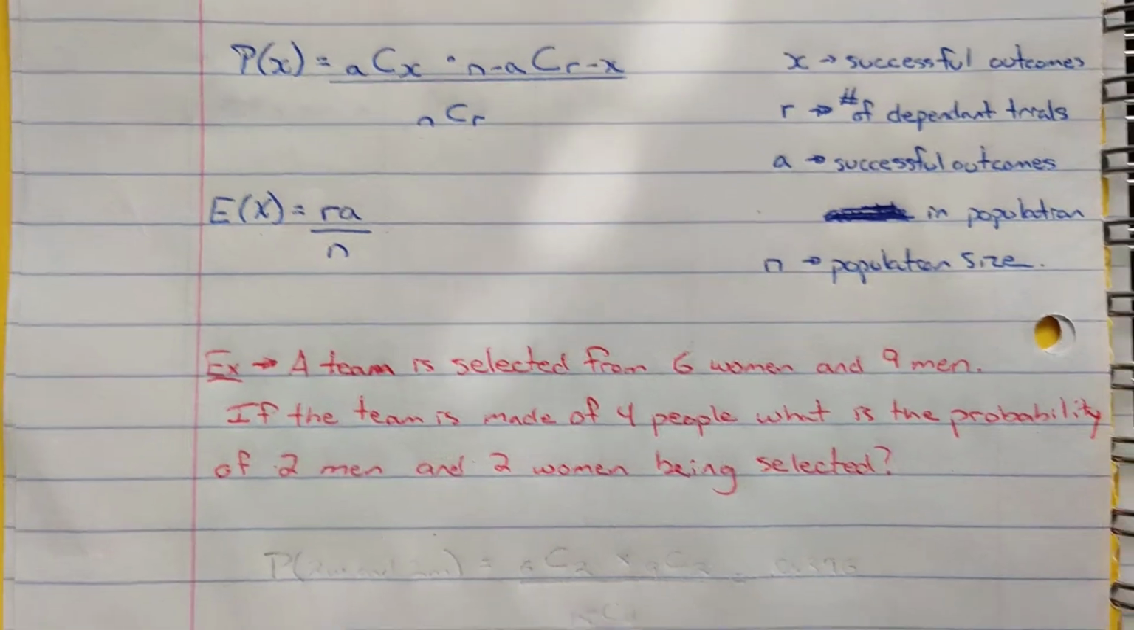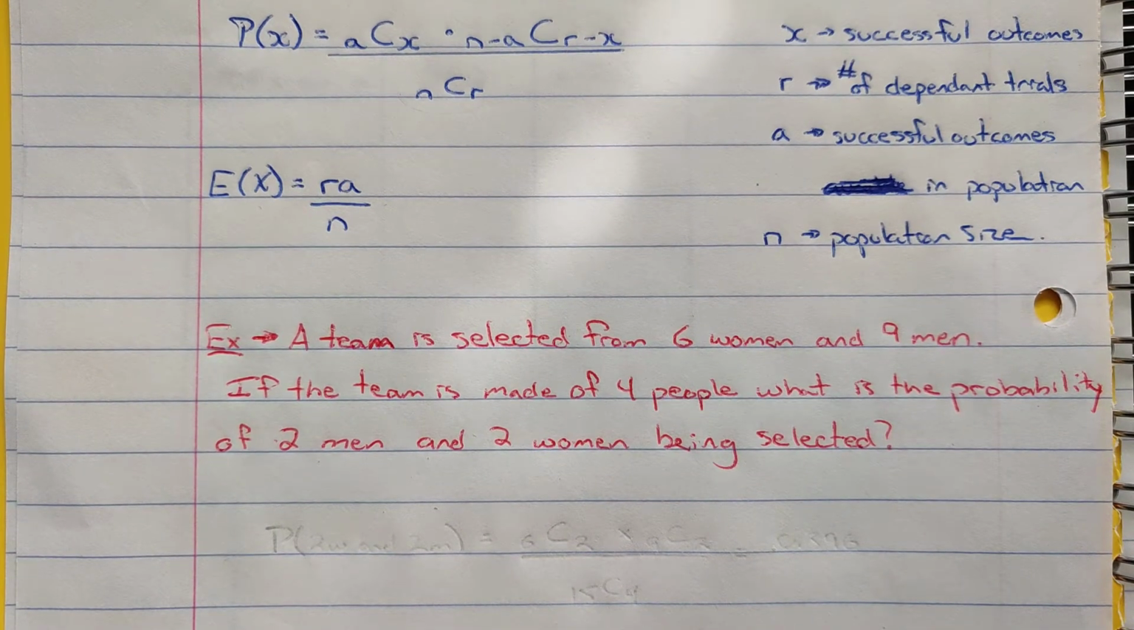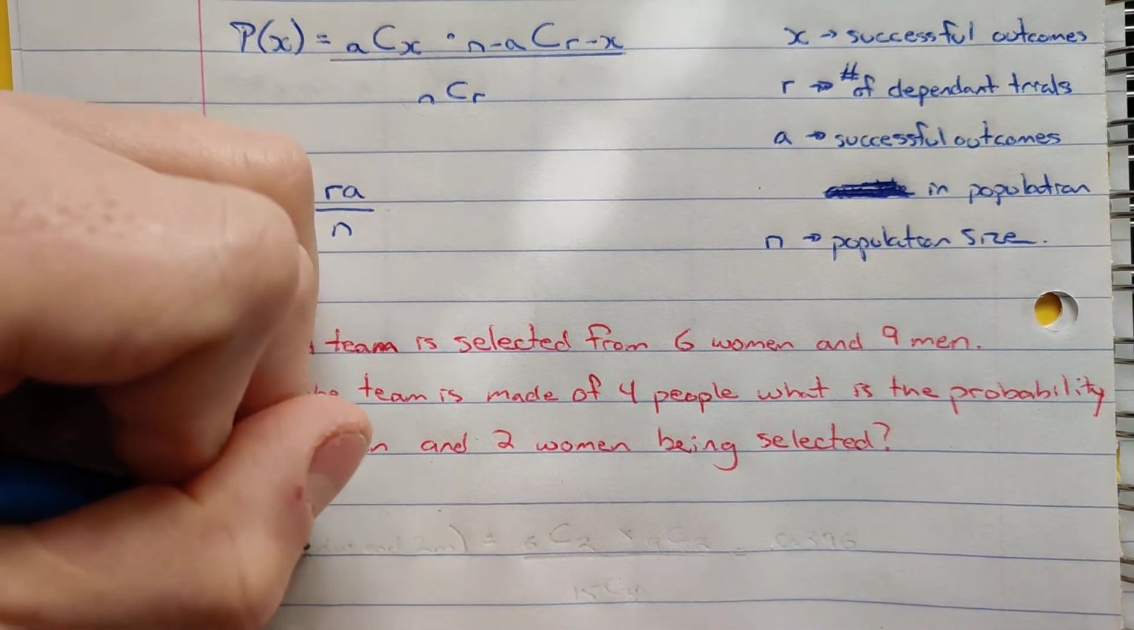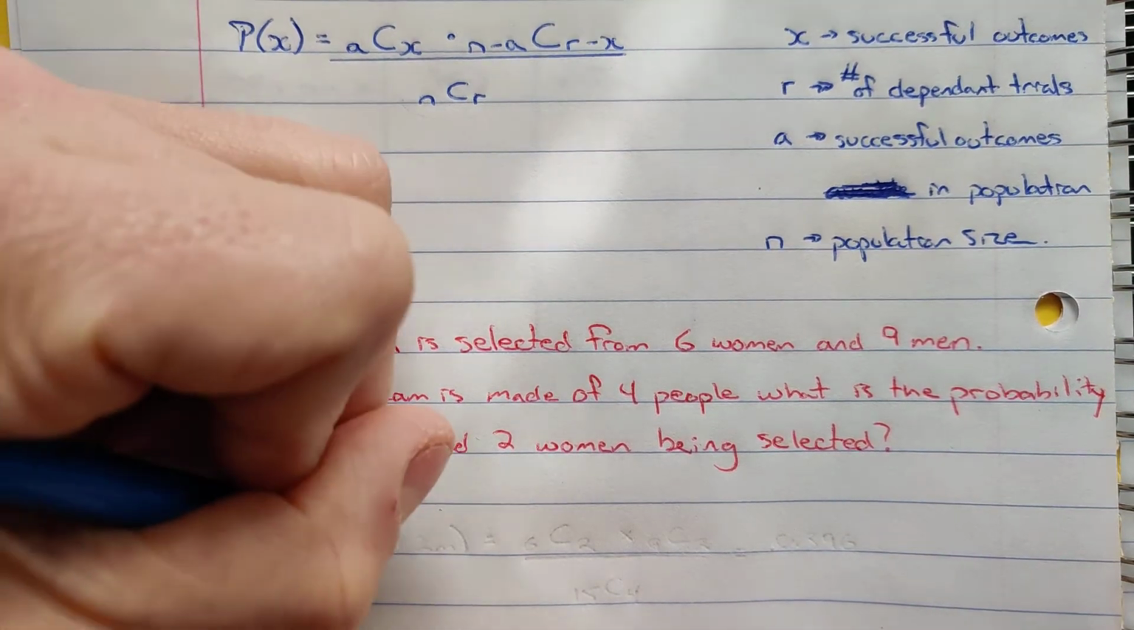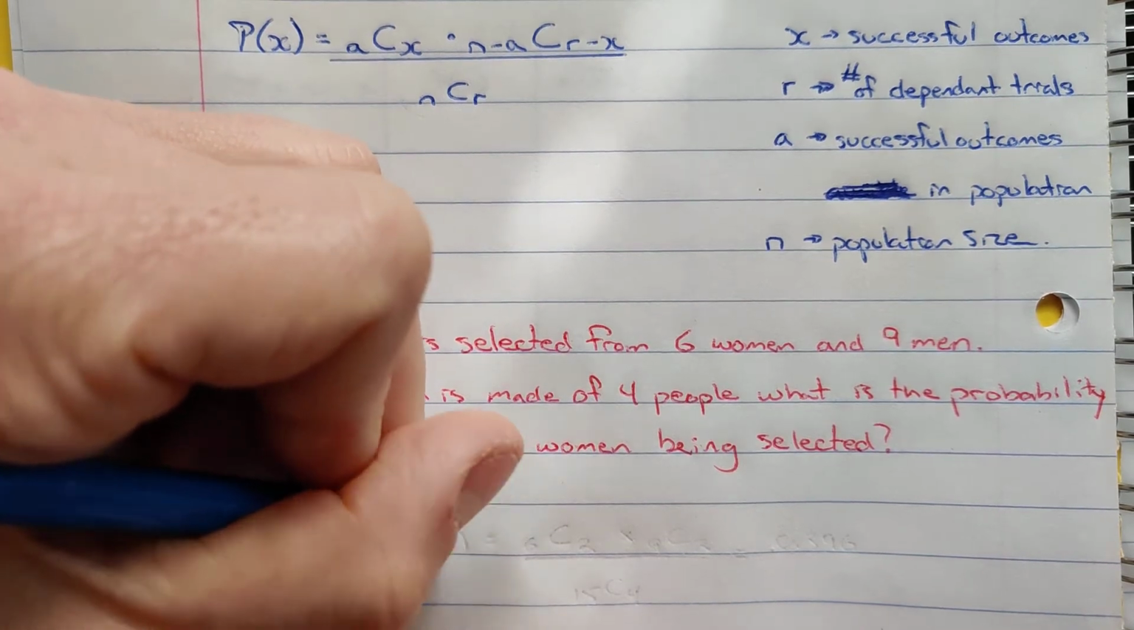So we take a look at this in an example. It might make it a little clearer. If we have a team selected from 6 women and 9 men, we want to make a team of 4, and so we're getting 2 men and 2 women, and we want to find that probability. So we've got 2 women and 2 men.